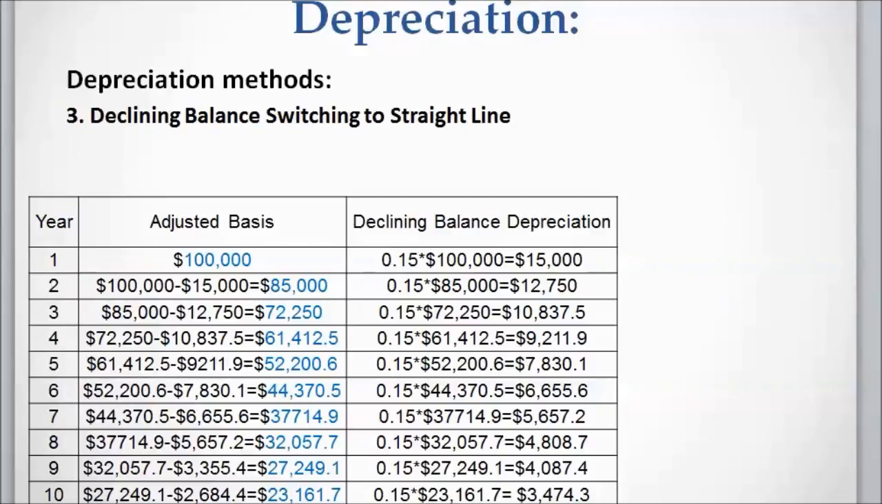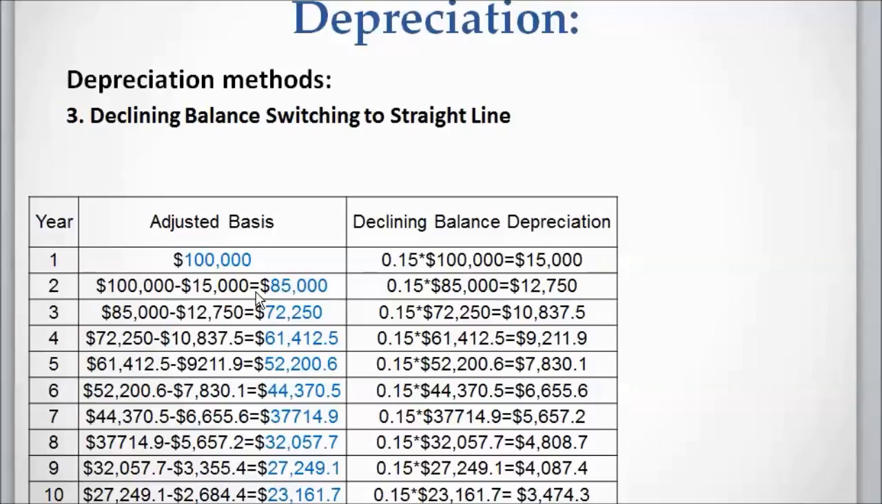So we calculate the declining balance depreciation for each year. We learned this method in a previous video. For year one, the adjusted base equals $100,000 because the asset is purchased at $100,000 and the salvage value was 0. The depreciation for year one equals the adjusted base at year one multiplied by the depreciation rate, or declining rate, and we have $15,000 of depreciation for year one.